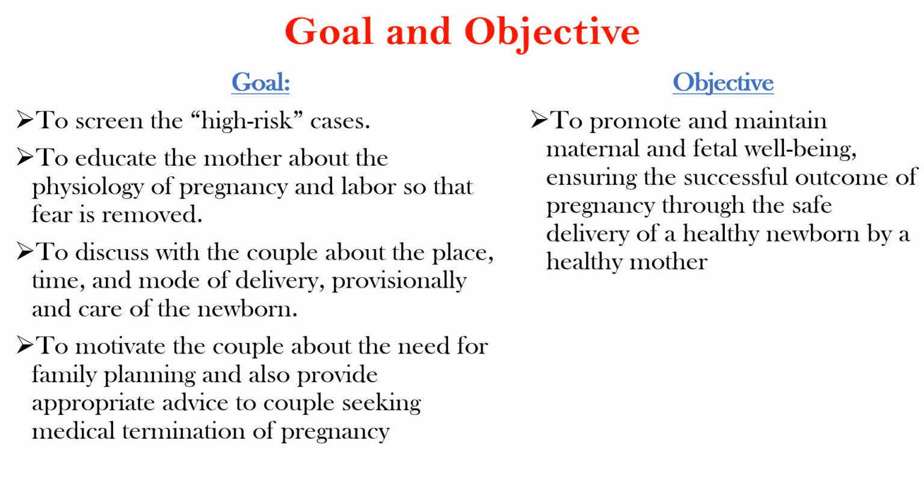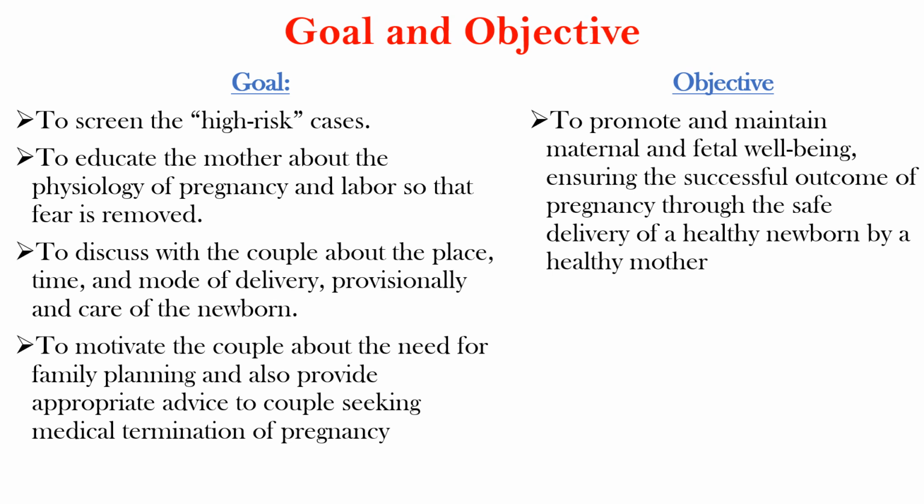In goals, first is to screen the high risk cases. Very important. The mother should be screened for high risks from the time she is registered for her pregnancy. That means from the first trimester till the delivery she should be screened. Number two, the mother should be educated on the physiological changes of pregnancy, what is normal and what is not, when to seek help. She should also be educated about labor, so that she is at ease.